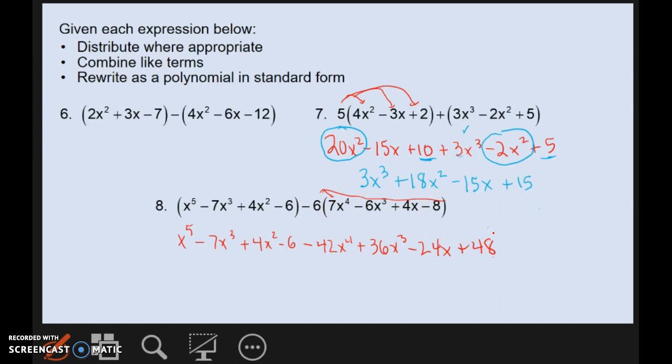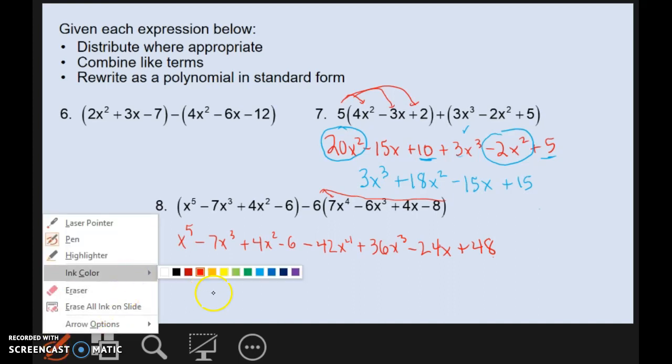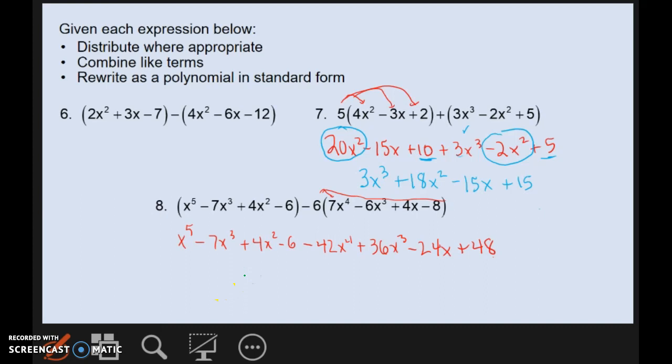So again, I'm looking to put this in standard form, so I want to combine any like terms where appropriate. Let's go green this time. The 5 appears to be our highest exponent, so we're going to leave that one first. So that's taken care of. I do have a term that's negative 42x to the fourth. That one's done. For x to the thirds, I have a negative 7 and a 36. That's 29x to the third. Those are done. And then I have my x squared term here. Then a negative 24x. And then the negative 6 and 48 together will give me 42.